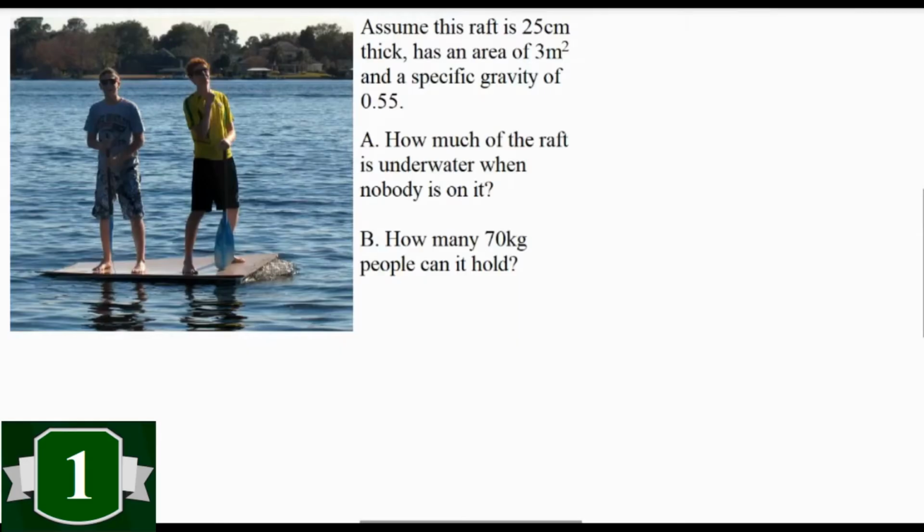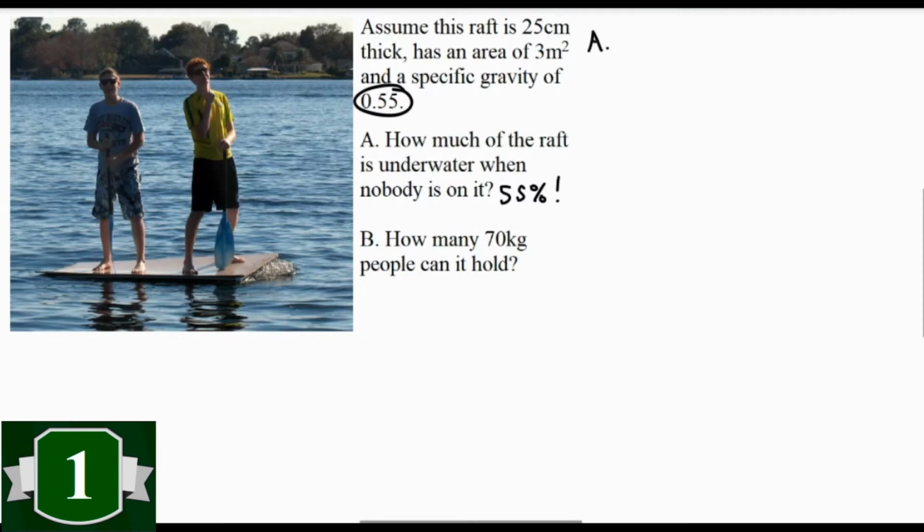Suppose we have a raft that's 1/4 of a meter thick and 3 meters square. It's got a specific gravity of 0.55, which is about right for some denser types of wood. The question is, when nobody's standing on it, how much of it is underwater? The answer is 55%, because a specific gravity of 0.55 tells us that 55% will be underwater.